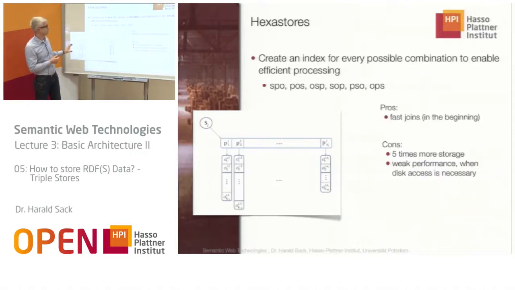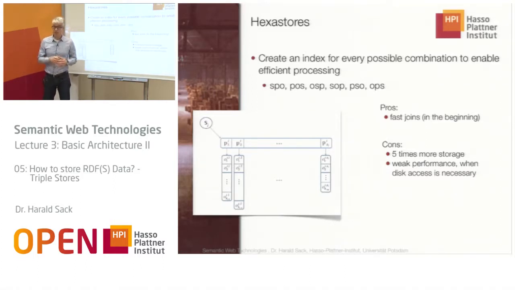So as you can see here, you can do fast joins when there are indices for each single combination available. But on the other hand, of course, this costs you a lot of storage. At most 5 times as much storage as originally is necessary to make these 5 additional indexes. It's clear. And of course, because this is huge, when your main memory is consumed and the indices do not fit into your main memory and you have to access the disk to switch to another index, then of course this will slow down the performance of your triple store.